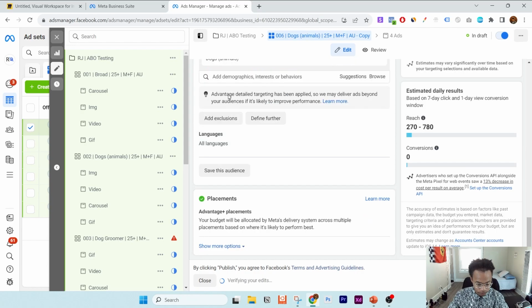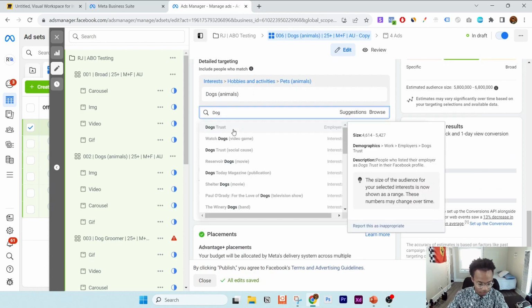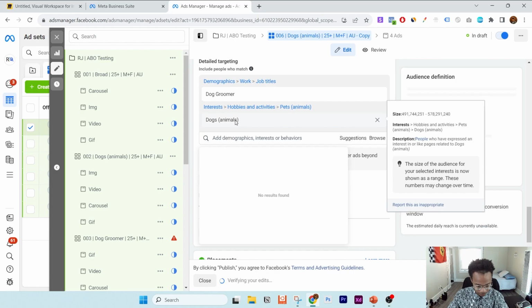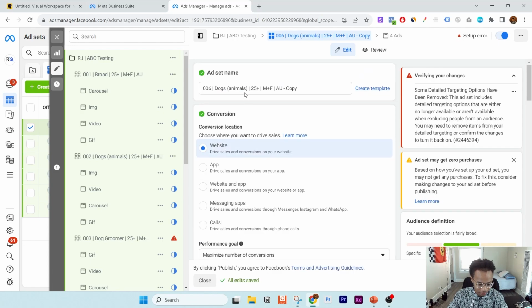Oops. Now we're going to type in dogs again, or dog groomer. We're going to add these two. Now we have a super audience. So I like to usually call these, for example, interest stack number 1. And there you have it.